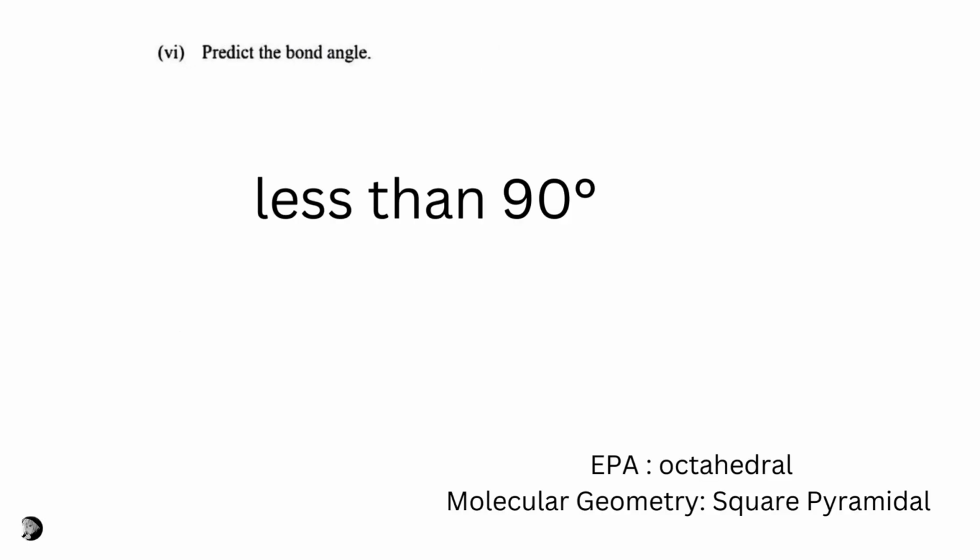Let's move to the next question: predict the bond angle. The answer is less than 90 degrees. Because the lone pair on the central iodine atom exerts stronger repulsion on the 5 I-F bonds. This repulsion forces the fluorine atoms closer together, distorting the ideal octahedral geometry and slightly reducing the bond angle from 90 degrees.